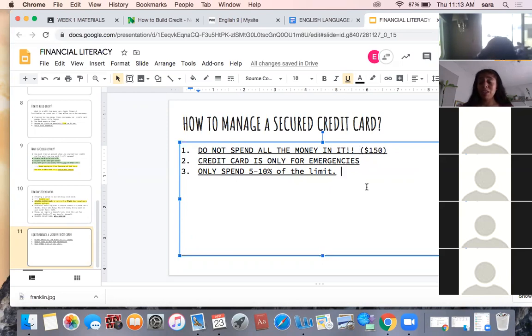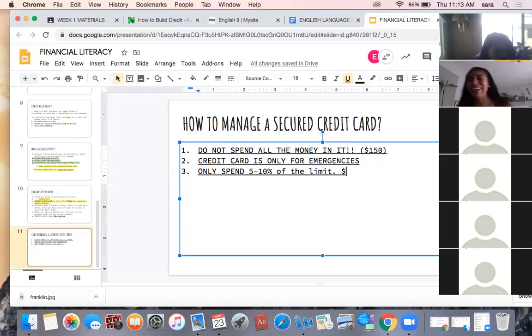And it's going to seem like, oh, well, why do I want a credit card anyway? Well, you're getting a secured credit card to build your credit, not to go into debt, not as your backup, okay? You should only spend 5 to 10% of the limit. What is 5% of 150? Do you guys know? Let's see. $30. No, a lot less than that.